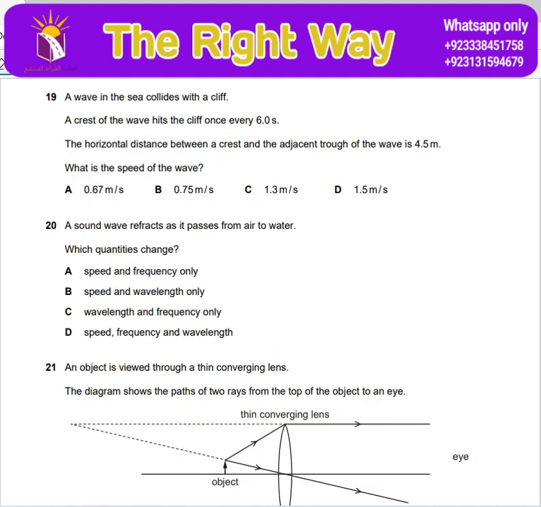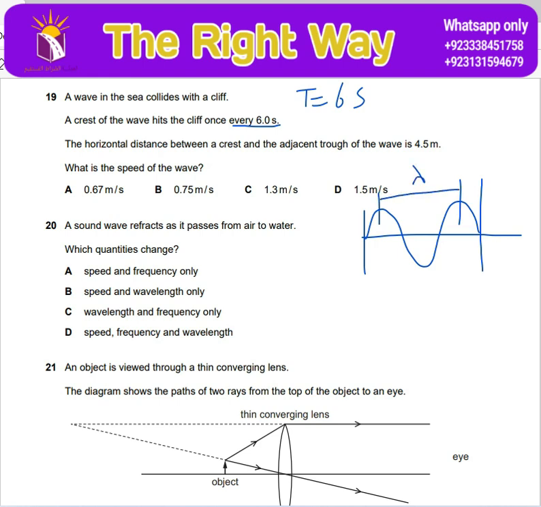Question number 19. A wave in a sea collides with a cliff. A crest of the wave hits the cliff once every 6 seconds. So our time period is equal to 6 seconds. What is time period? Time period is the time for completion of one wave. From one crest to one crest, one wavelength is completed. So it takes 6 seconds. So time period will be 6 seconds.